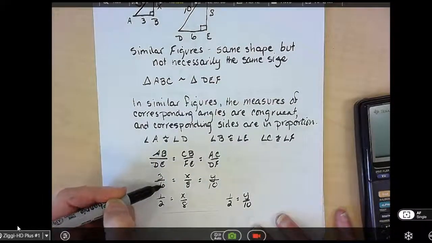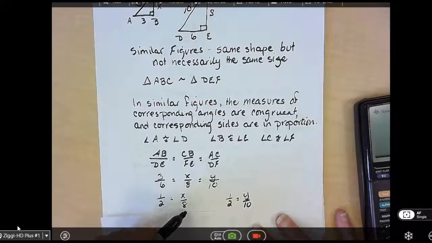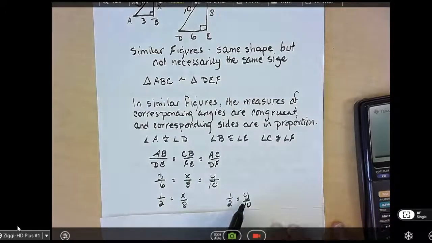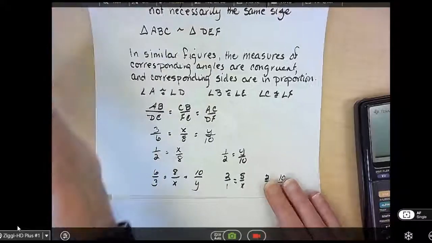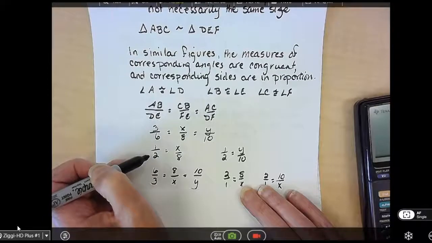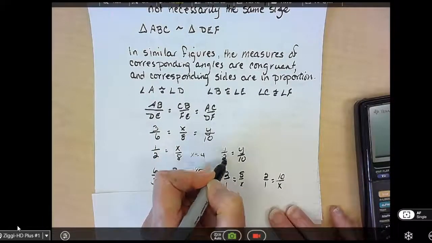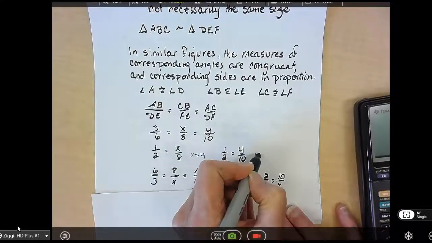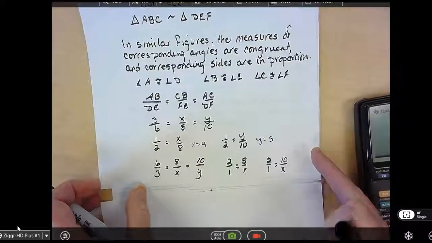So 3/6 simplifies to 1/2, and that would equal my X over 8. And the 1/2 would equal my Y over 10 also. And you probably have already solved it in your head. You multiply by 4, so X equals 4, and then multiply by 5 to get your 10, so Y would equal 5. We can also do it the reverse.